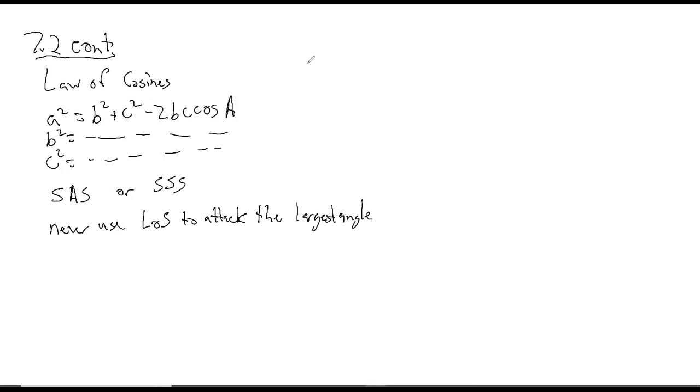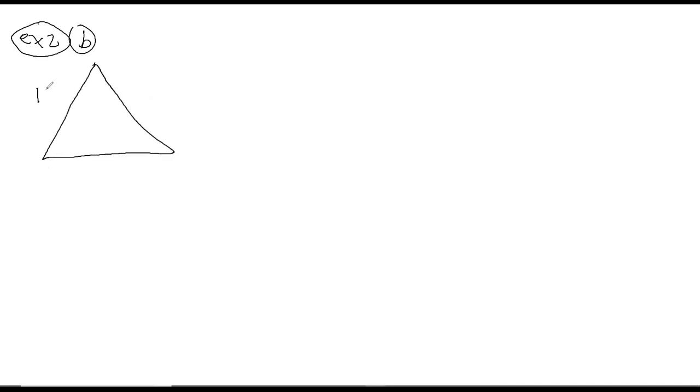Okay, so let's go to a new screen. And we're picking up where we left off with example 2B. So we're going to draw this triangle. And again, never assume that the way I draw the triangle is what it looks like, because this looks kind of equilateral, but it definitely isn't with those given sides.